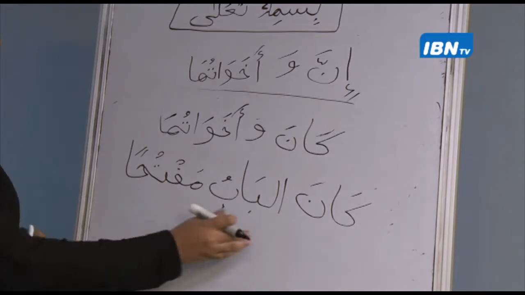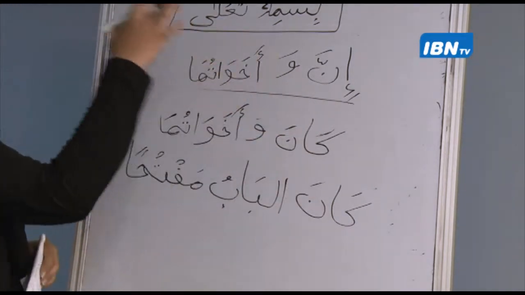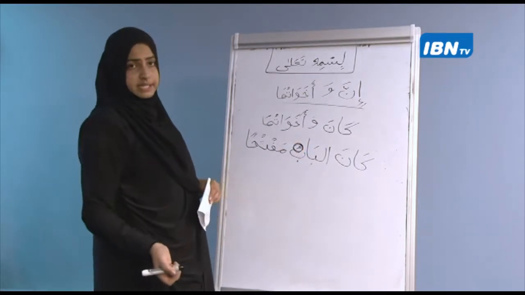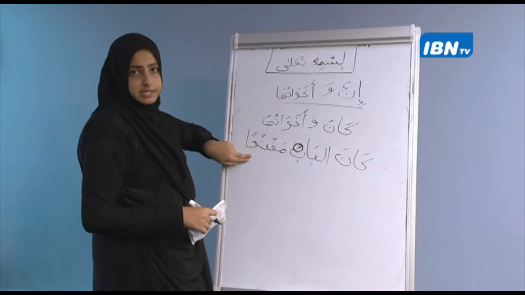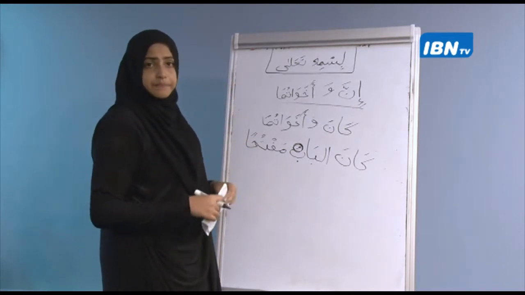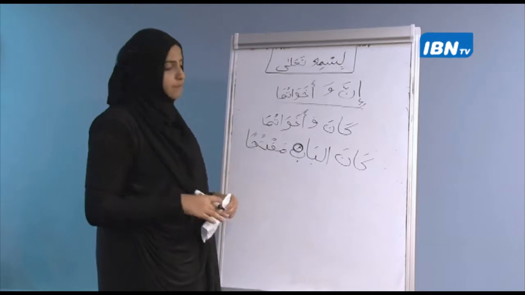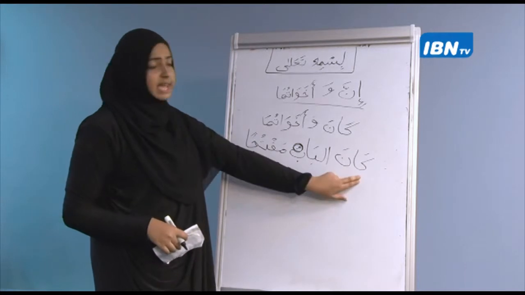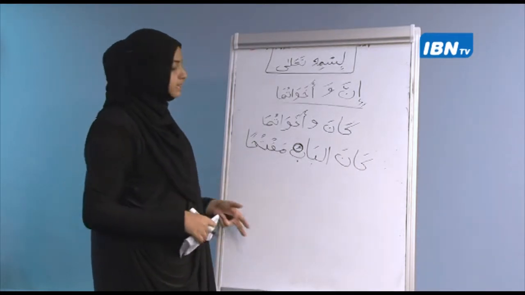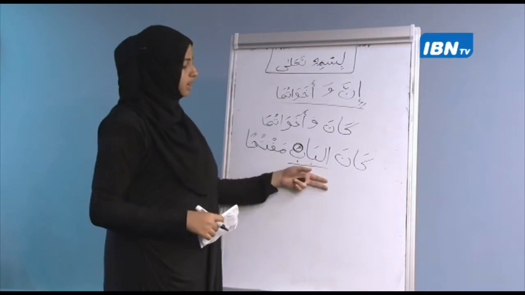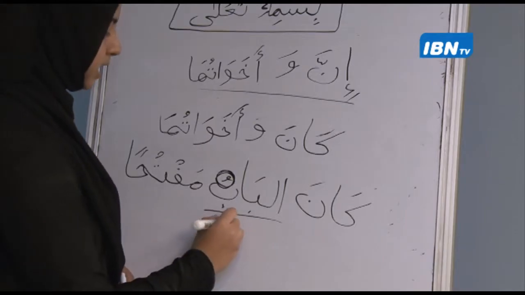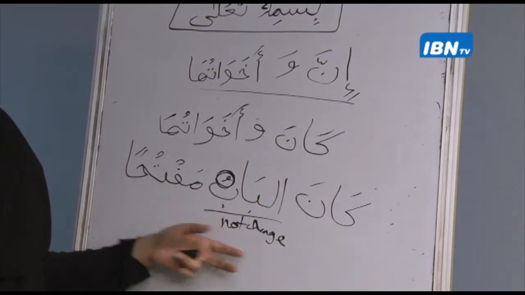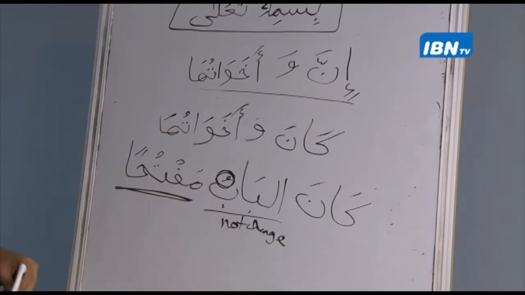Now notice the subject here in kana, forget about inna for a while. In kana, the subject has a nominative case and the khabar changes. So when it comes to kana, the subject remains the same. Here, al-babu is the catalyst of my reaction. Even after adding kana, it remains the same until the end of the reaction. So al-babu is my catalyst. It will not change. Okay? This is the one which will change.